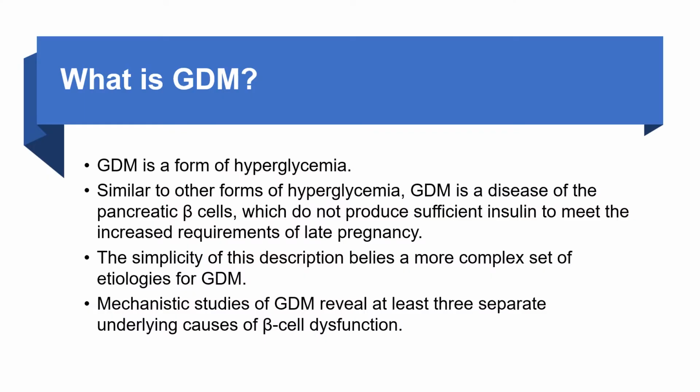Now, what is GDM? GDM is a form of hyperglycemia. Similar to other forms of hyperglycemia, GDM is a disease of pancreatic beta cells which do not produce sufficient insulin to meet the increased requirements of late pregnancy. The simplicity of this description belies a more complex set of etiologies for GDM. Mechanistic studies of GDM reveal at least 3 separate underlying causes of beta cell dysfunction.